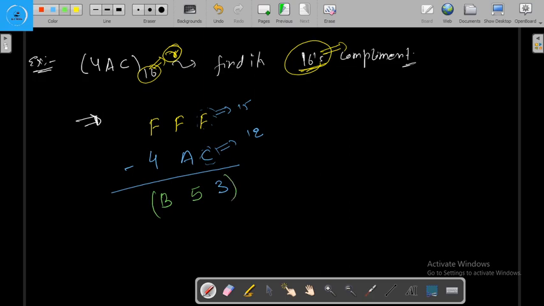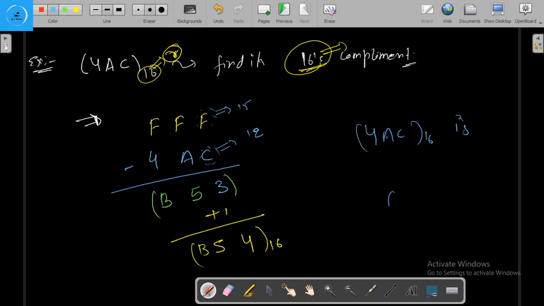So this is our 15's complement. For finding the 16's complement, we are going to add 1 to the LSD. So 3 plus 1 is 4, here 5, and here B. So we can say that the 16's complement of the given number 4AC is B54.